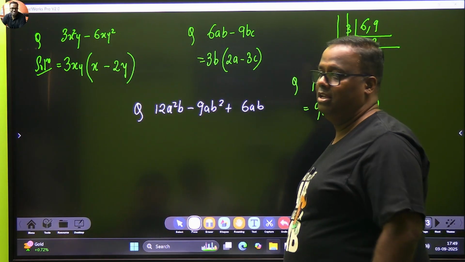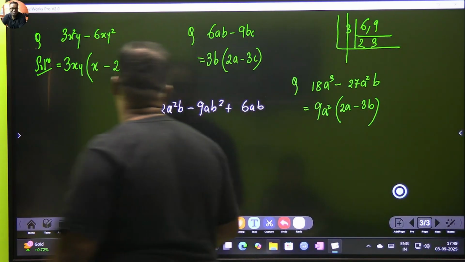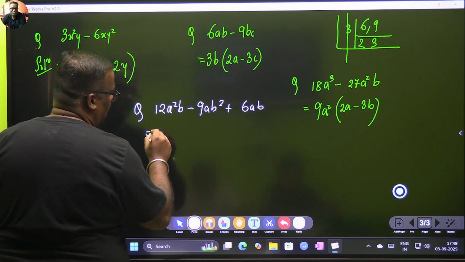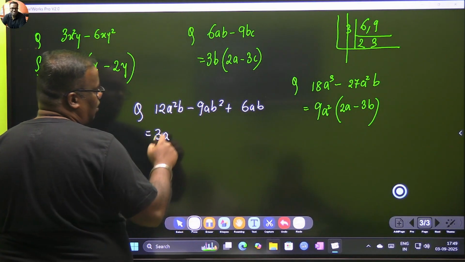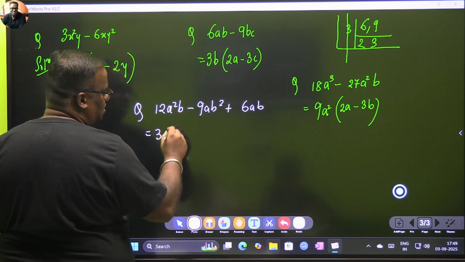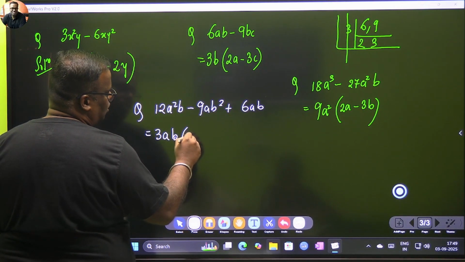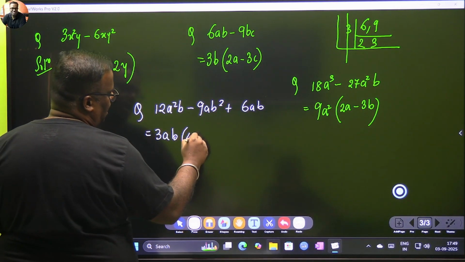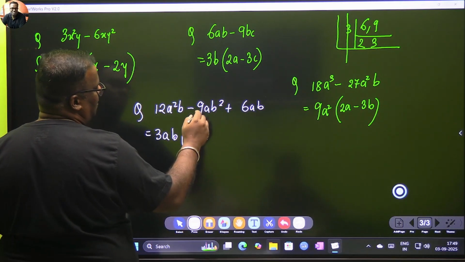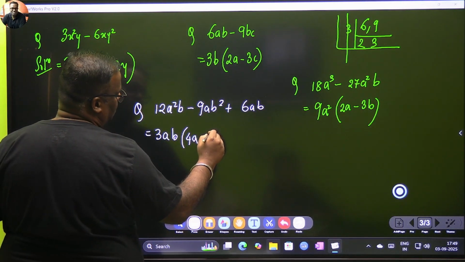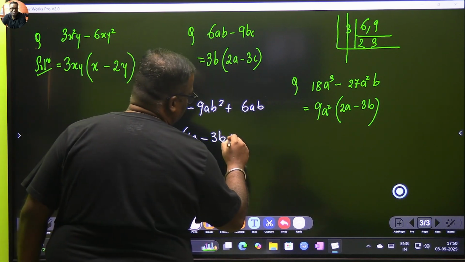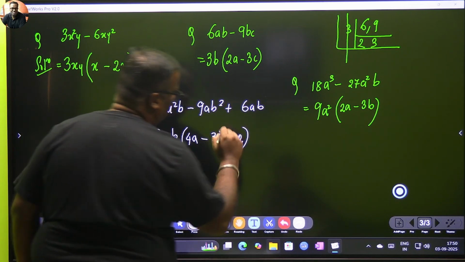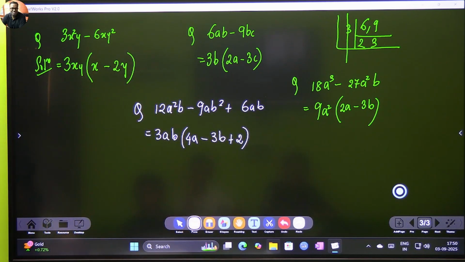Okay. So 3 will be our common term. And let's look at A, which is the Garib. A is the Garib. And who is Garib in B? B is Garibs. So this becomes 3 4s are 12 A. Then this becomes 9, means 3 B. And this becomes 2. That's all. Very good.